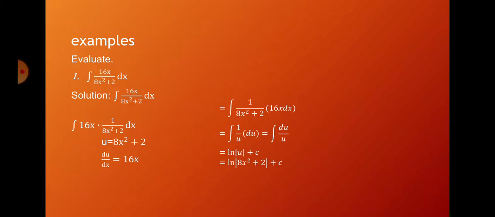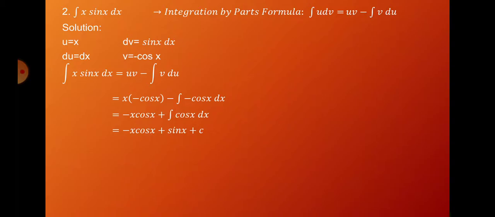So u equals 8x squared plus 2, du over dx equals 16x. So the integral of 1 over 8x squared plus 2 times 16x dx equals the integral of 1 over u du equals the integral of du over u equals ln the absolute value of u plus c. So the answer is ln the absolute value of 8x squared plus 2 plus c.